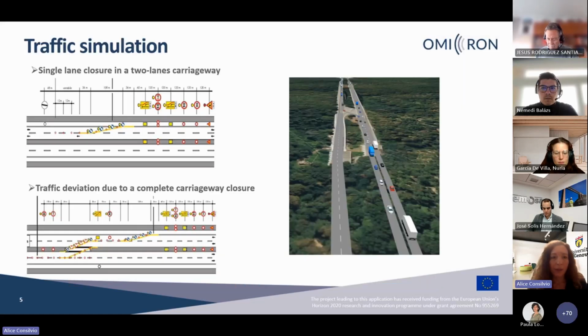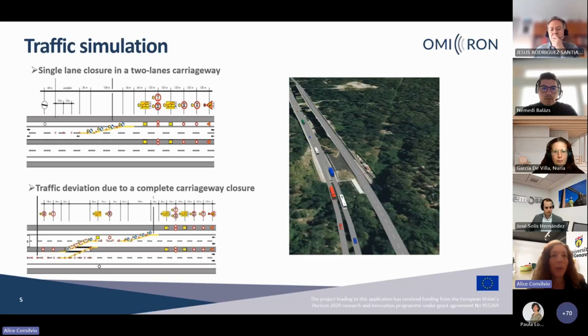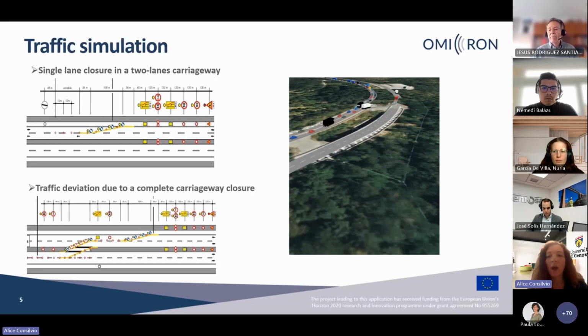So if we consider traffic simulation, we can simulate in the tool different types of work zone configuration. In particular, we consider the single lane closure in a 2 lanes carriageway and the traffic deviation due to the complete carriageway closure. And using the simulation software, we can model the detail about the work zones and the deviation of the traffic.